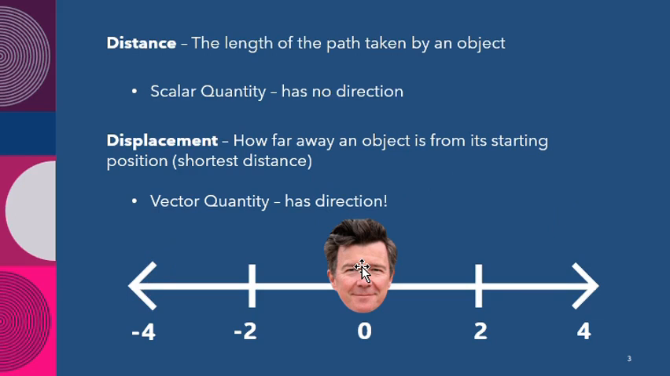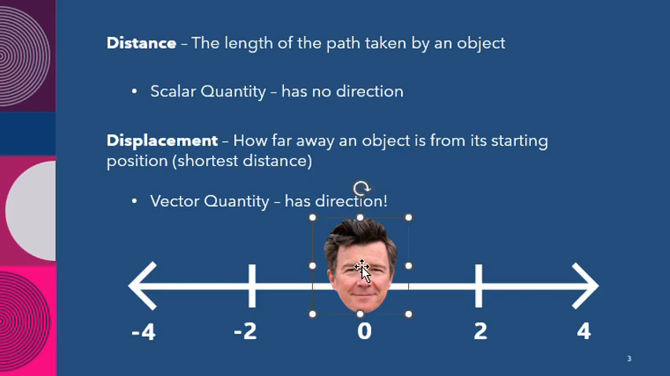Now let's talk about displacement. So displacement is how far away an object is from its starting position, and this is going to be in shortest distance. What does that mean? Well, shortest distance means that your displacement is equal to the length of a straight line you draw between your starting and ending position. And displacement is a vector quantity, which means that the direction you take matters. In other words, your displacement can be either positive or negative.